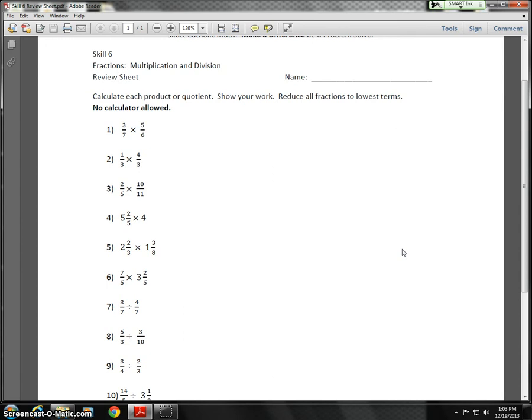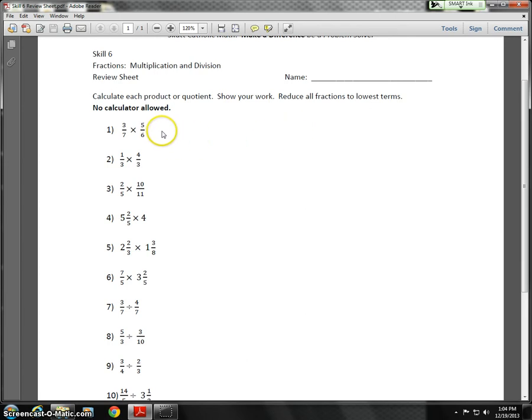Skill number 6, Fractions, Multiplication and Division Review Sheet. Calculate each product or quotient, show your work, reduce all fractions to lowest terms. So we're going to take a look at multiplying and dividing fractions here today. Number 1, let's start with.